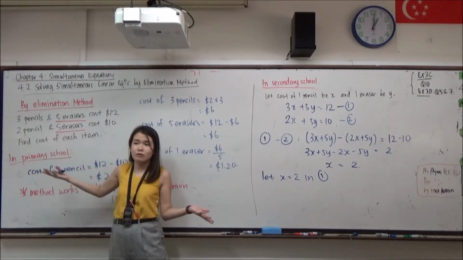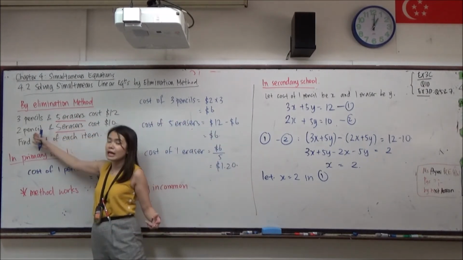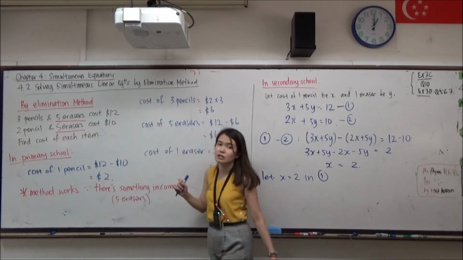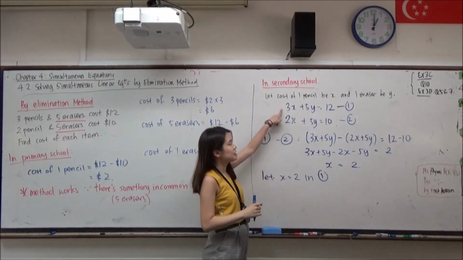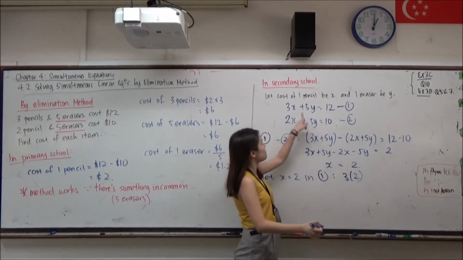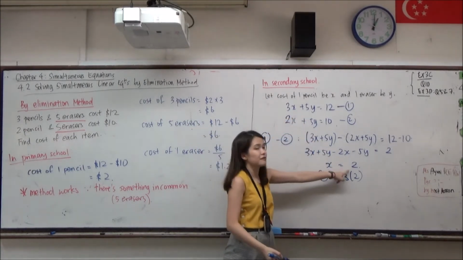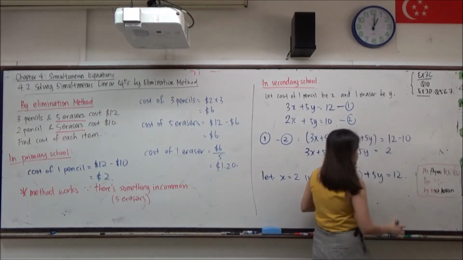It depends, right? If I use 3 pencils, then this is the working. If I do 2 pencils, then I will take $10 minus away the cost of 2 pencils. Okay, so let x equals 2 in the first equation. That will mean that I will have 3 bracket 2, because I replace the x with the value of 2, plus 5y equals 12.